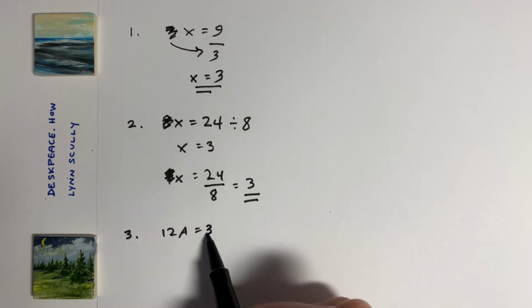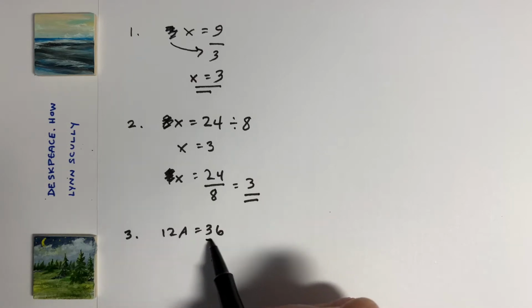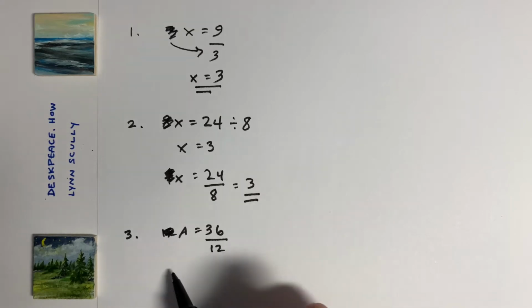Number 3, 12a equals 36. 12 is attached by multiplication to the a, move it by division to the other side of the equal sign. A equals 3.